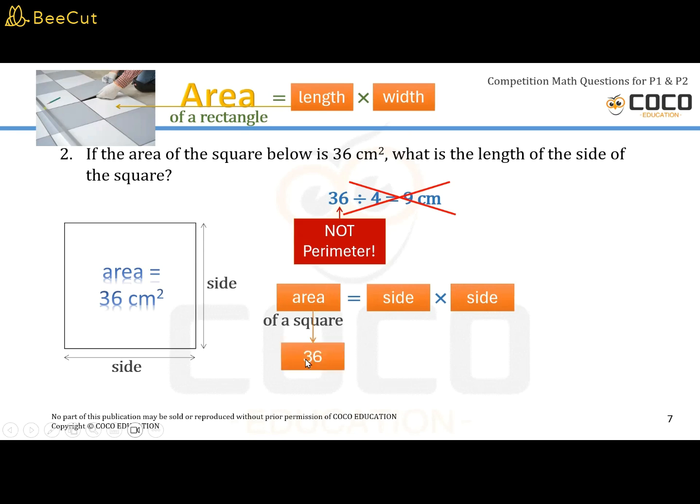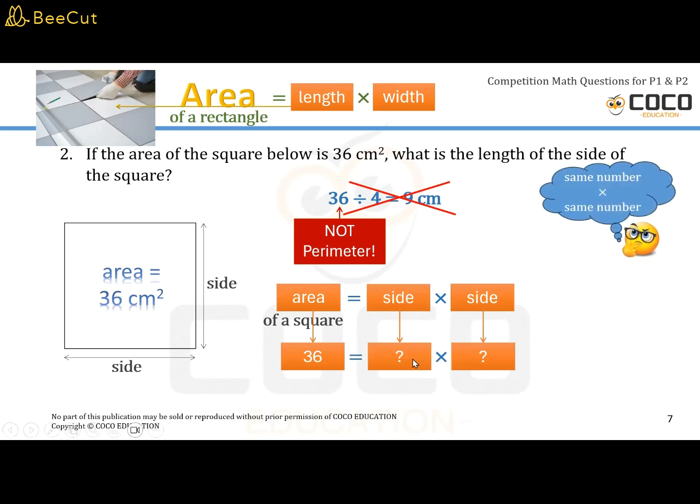If the area is 36, then you have to think about a number times itself equal 36. Now let's think about same number times the same number equals 36. What should be the number? You may try like that. 1 times 1 equal 1. Then try 1 by 1, and then you will find until you think about 6 times 6. Then you will get 36.